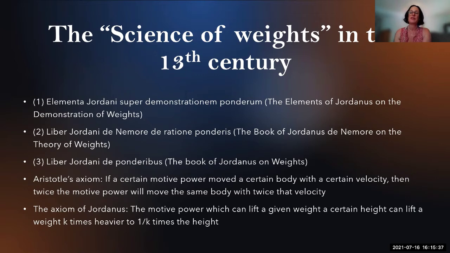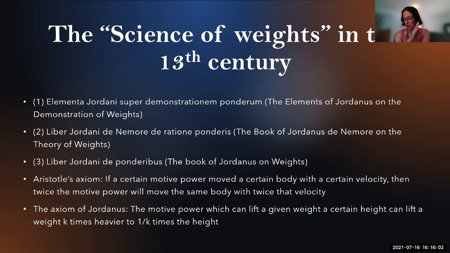Jordanus is considered to be very important in the history of mechanics. Apparently he was not very well recognized in the 13th century, but in the 15th century Blasius of Parma summarized his works, and apparently Leonardo da Vinci used them.